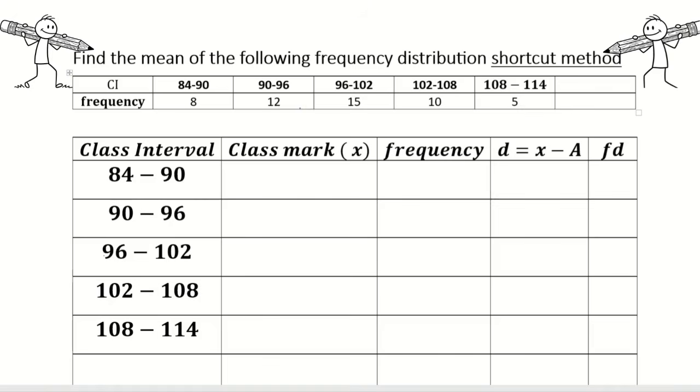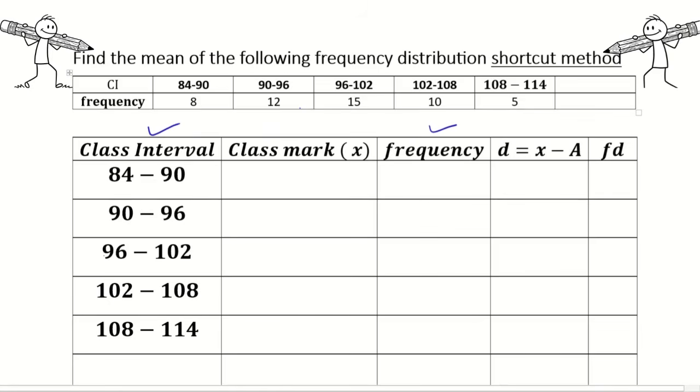So how many columns are required? The first column is class interval. Next will be class mark. Next will be frequency. Next will be d equal to x minus a. This part I'll explain as I proceed. And last will be fd. So you know what columns you have to make. Just make the framework. Now class interval and frequency will be given.